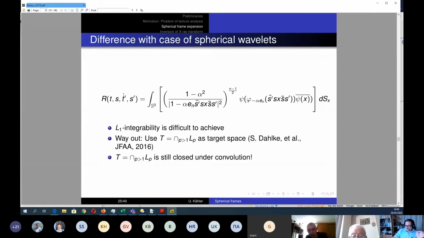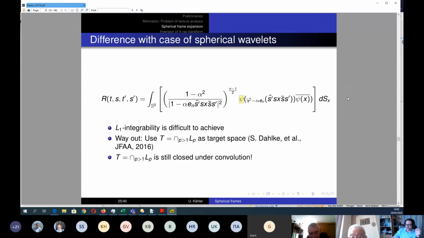And there's one problem with that one. One of the conditions we had in the classic theory of these coorbit spaces and this frame theory is that you want L1 integrability over this one. And that's difficult to achieve. Actually, we don't know any example of a psi for which the whole thing is L1 integrable. We don't have a proof that it cannot be done, but we don't know any example where that is possible.